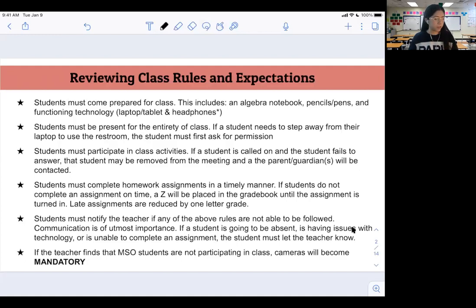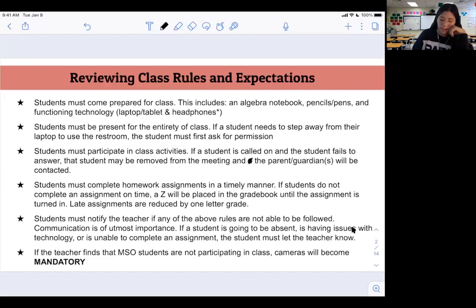Okay, third bullet point. Who can read? Wait, are we on number 3 or 4? 3. Students must participate in class activities. If a student is called on and the student fails to answer, the student may be removed from the meeting and the parent slash guardians will be contacted.